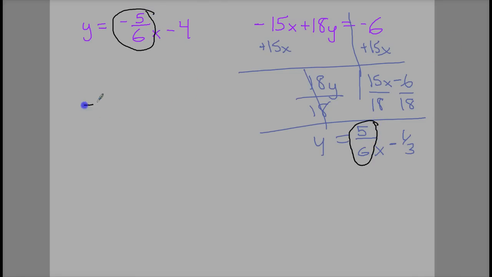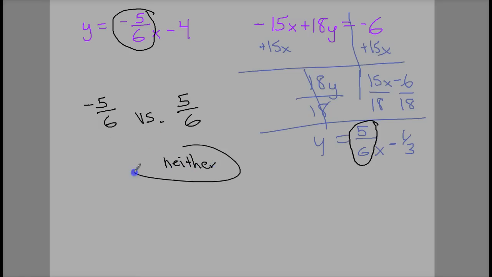Do a little bit of tale of the tape here. They are opposite signs, that's true, but they're not reciprocal. 5 over 6 and 6 over 5 are reciprocals, but these are the same, but they're negative. So it doesn't meet the criteria to be parallel. It doesn't meet the criteria to be perpendicular. So I just say, yeah, it's neither. So that's it.